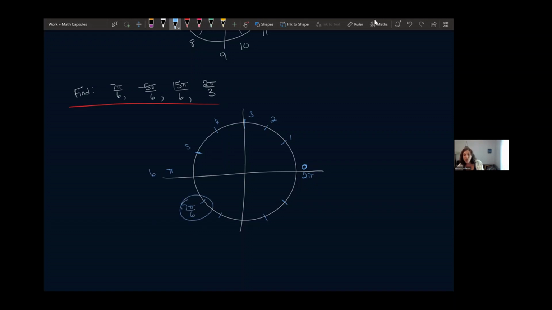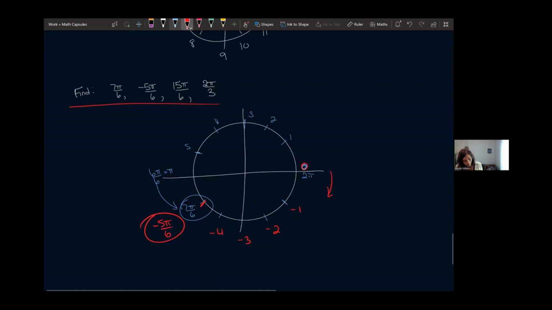By the way, if you want to save some time, you definitely can. You can say to yourself, well, I know that pi is 6 pi over 6. So why don't I just start there and then count one more to get to 7? That would be great. So that's the first one. Next one I'll do in pink, negative 5 pi over 6. Again, start at 0, but because it's negative, we're going to go clockwise. So count 1, 2, 3, 4, 5. Aha, it's in the exact same spot as 7 pi over 6.